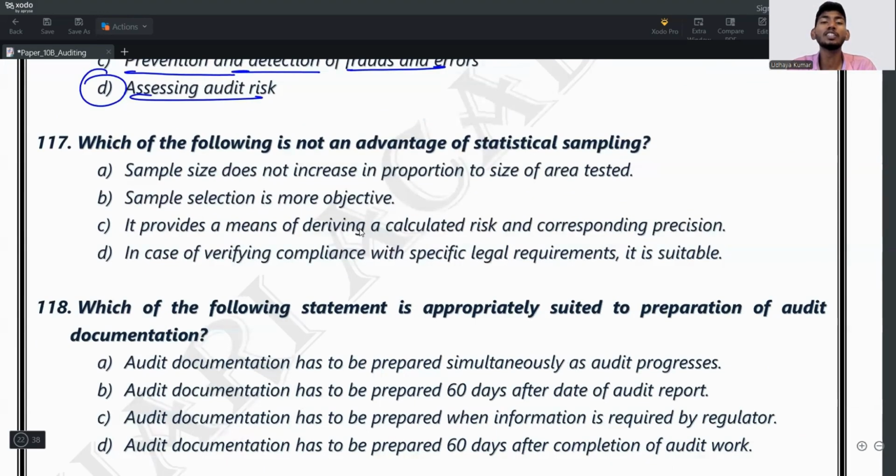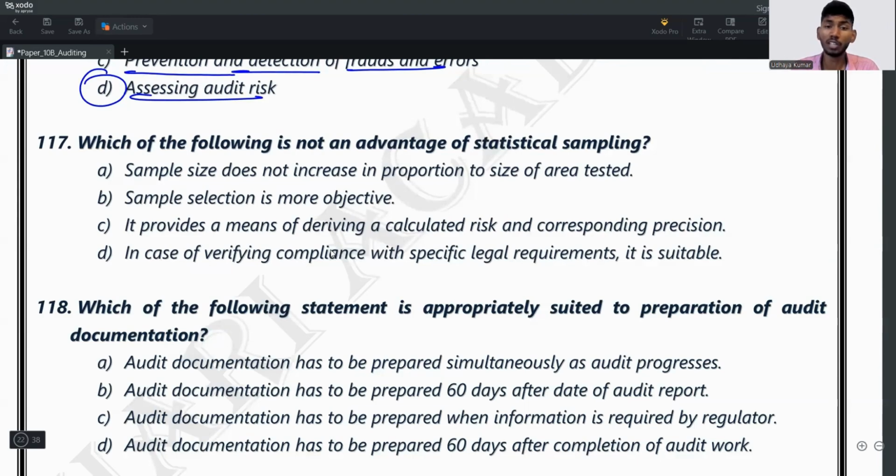Statistical sampling method is used in auditing and research and offers various advantages, including that the sample size does not increase in proportion to the size of the area tested. Okay, because this is true for statistical sampling, the sample size can remain relatively small even as the population increases. But look at the options. Sample size does not increase in proportion to the size of the area tested, right? So that is an advantage.